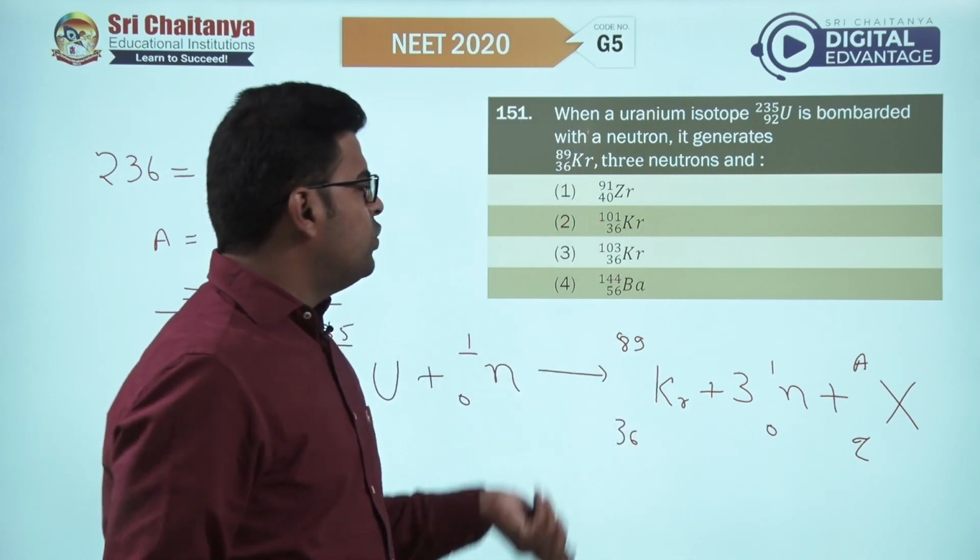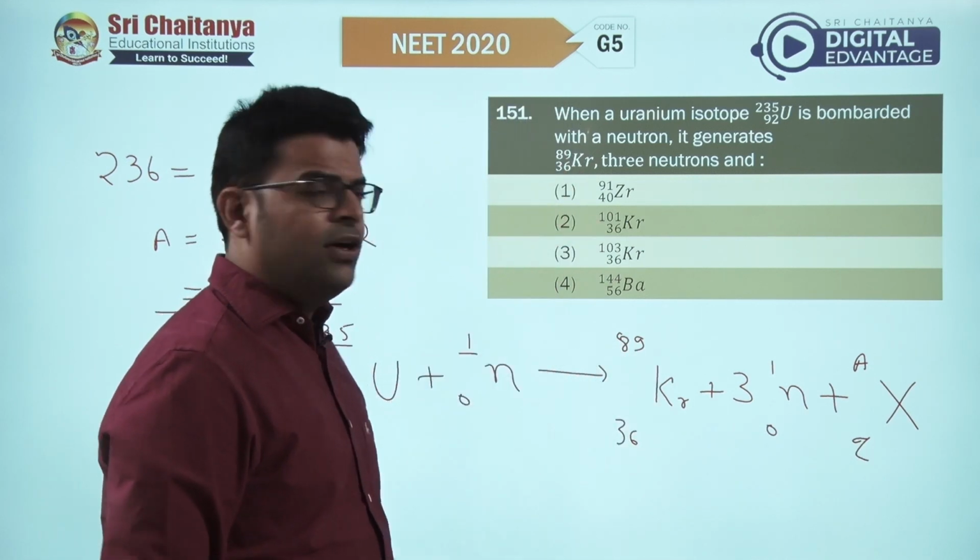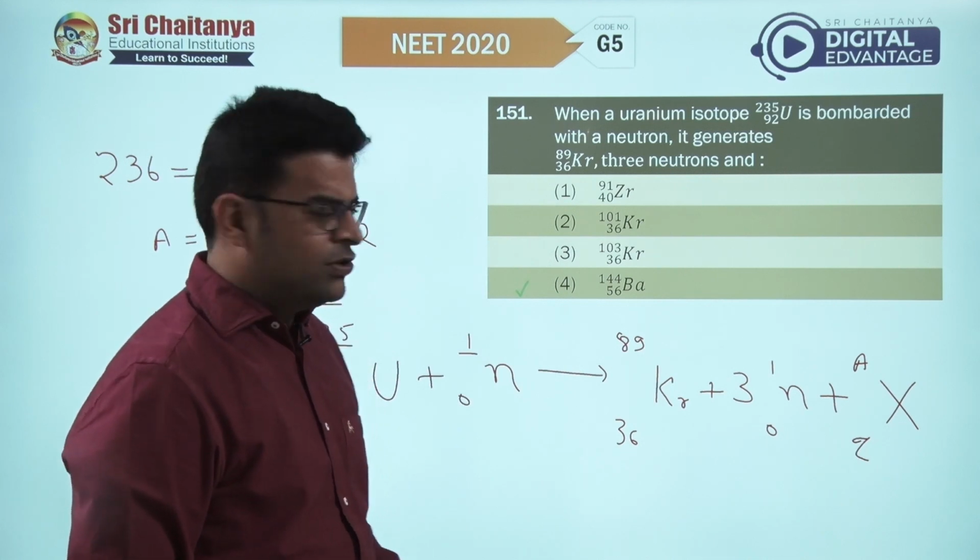Out of these 4, which option contains 144? Yeah, definitely option 4, and that is the right answer.